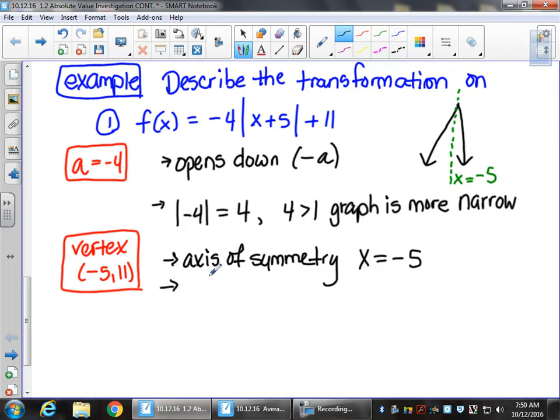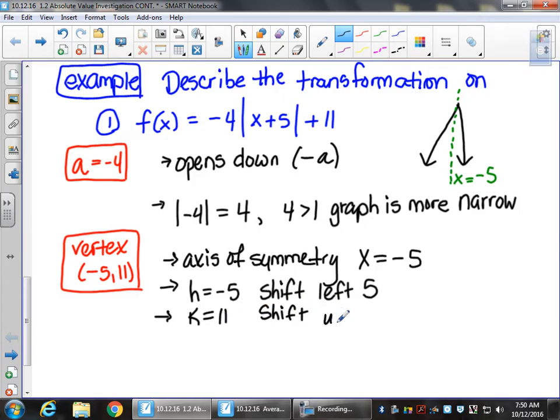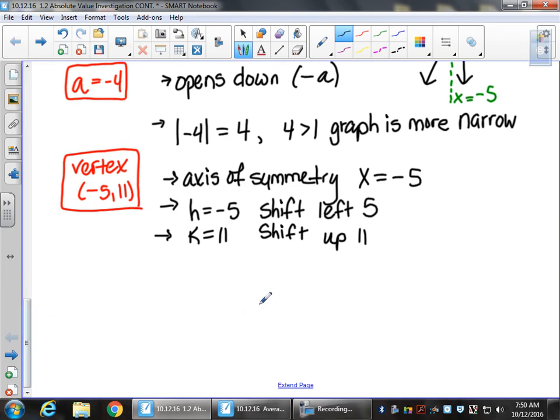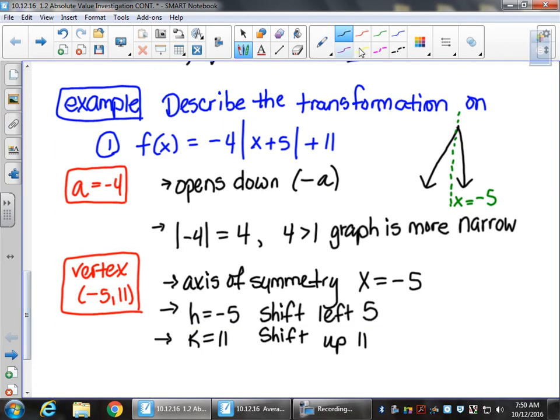Let's talk shift. So let's first talk about H. What's H? Negative 5. So what shift is that? Shift left 5. And what's K? That is a shift up 11. Very good. So remember, H is always left or right. K is always up or down. So now we can label negative 5, 11 as our vertex.